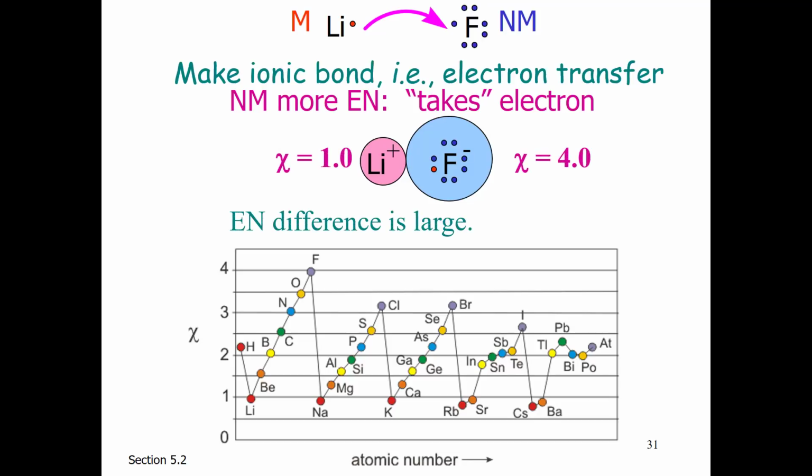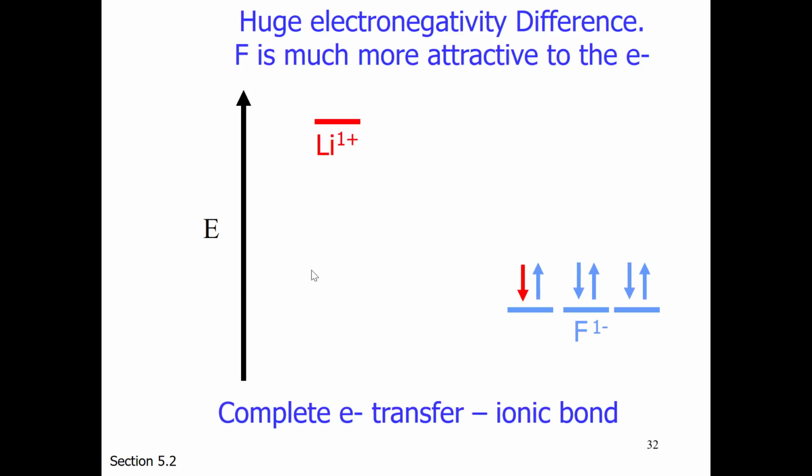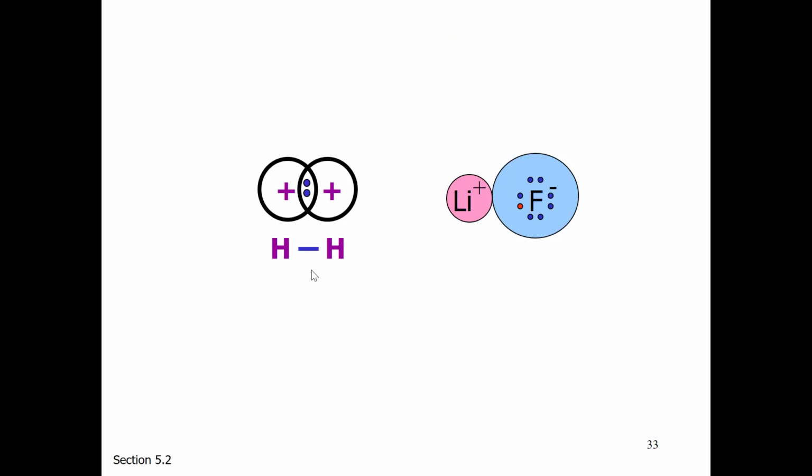And if we look at the electronegativity difference, on the chart you can see that lithium has an electronegativity of 1 and fluorine has an electronegativity of 4. So the delta chi, 4 minus 1, is going to be 3. When we think of this in terms of valence electrons, there's a huge electronegativity difference. Fluorine is much more attractive to the electron, so we're going to form an ionic compound. So this is complete electron transfer and an ionic bond.